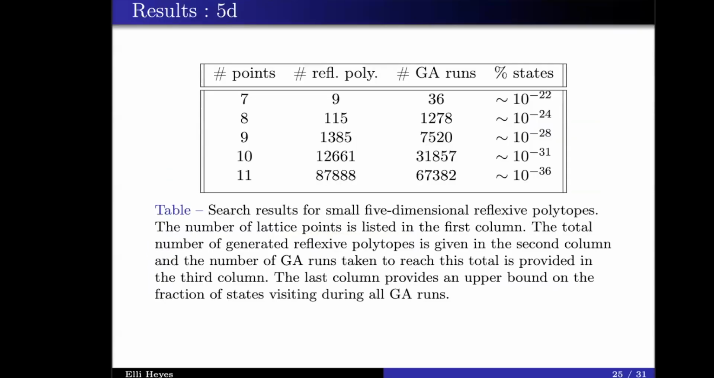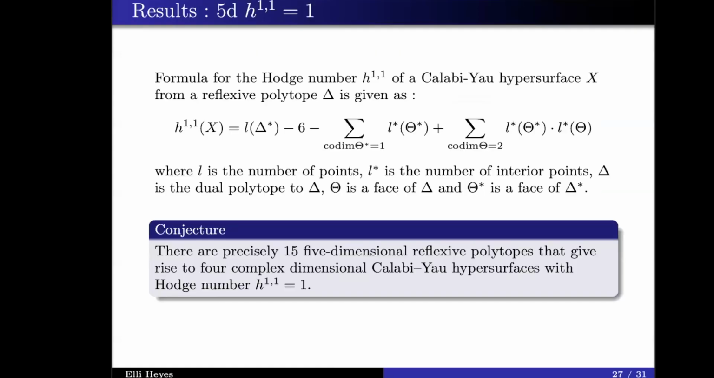7 of them came from the 7-point data set, and 8 of them came from the 8-point data set. We found no such examples in the higher data sets. So we're pretty confident that the 15 that we found are all possible five-dimensional reflexive polytopes that give us h11 equal to 1. We put this as a conjecture, and it would be incredible if someone could actually prove this rigorously. We've thought about it and have some vague arguments, but at the moment, we conjecture.